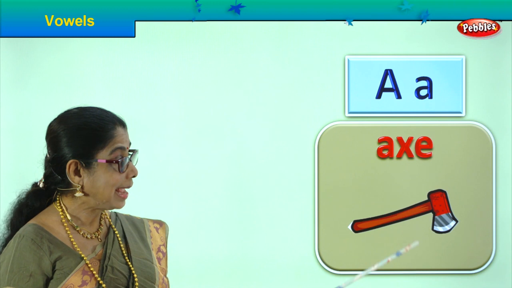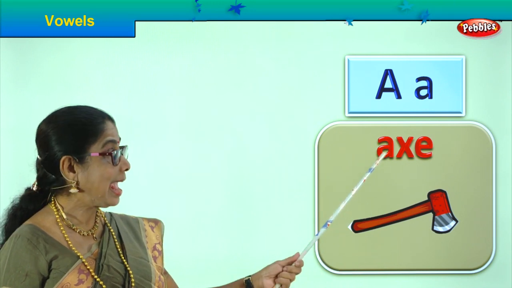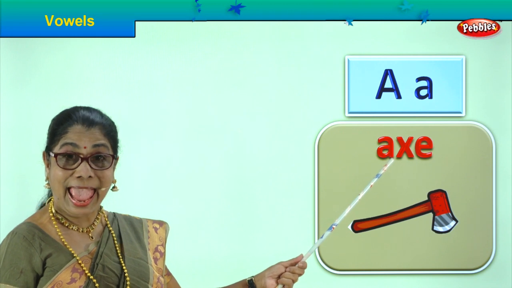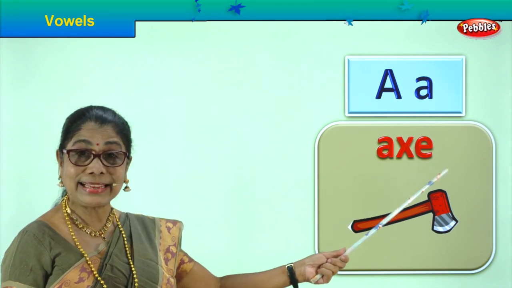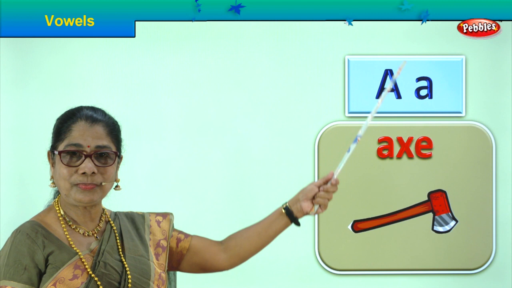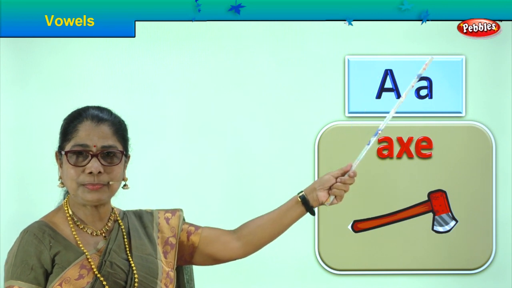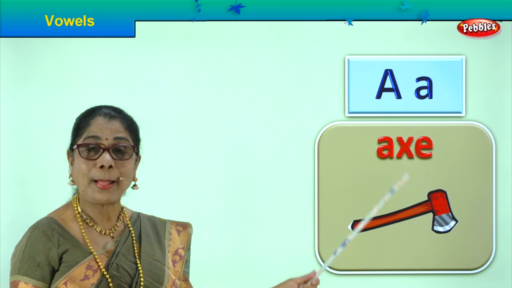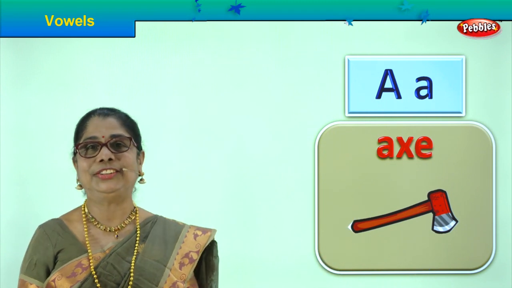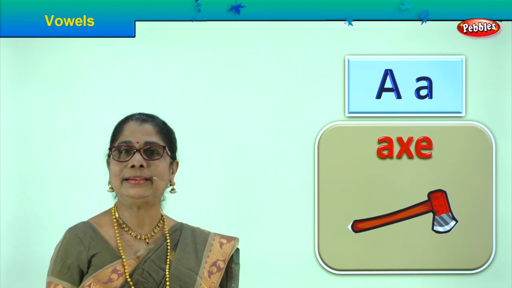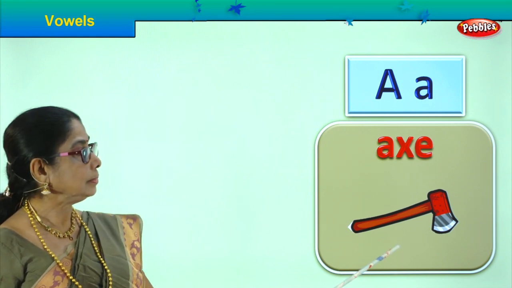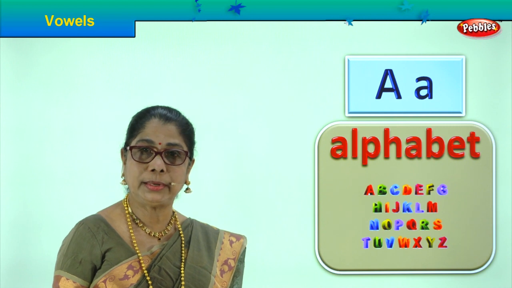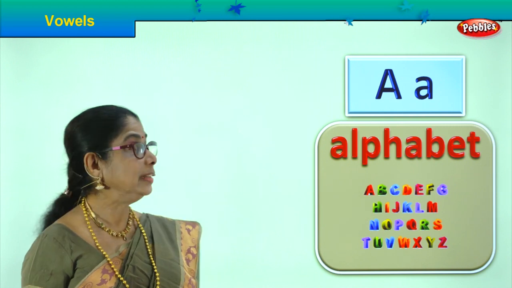What is this? Axe. A. The first vowel is here. Letter A. A. A-X-E. Axe. Capital letter, small letter. A. Sound A. Axe. Good. Let's look at another. Let's take another word in vowel sound A.